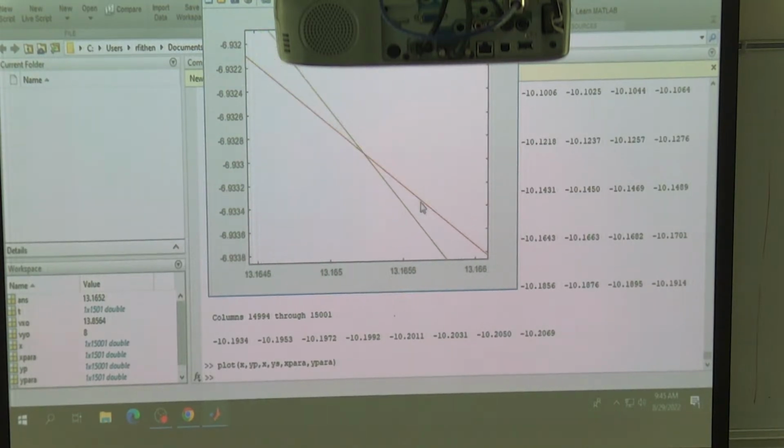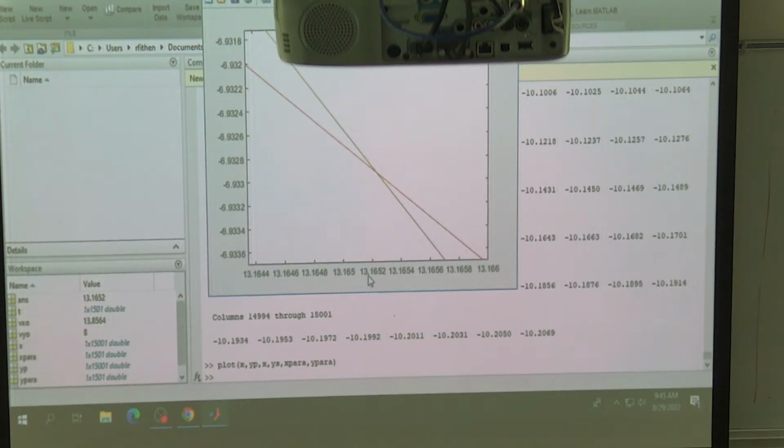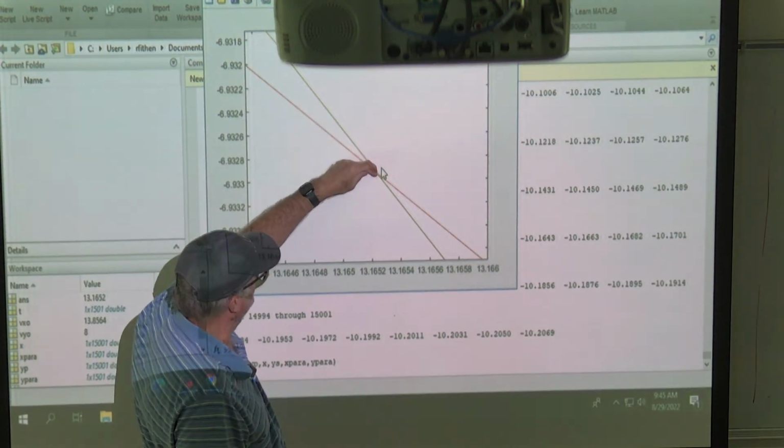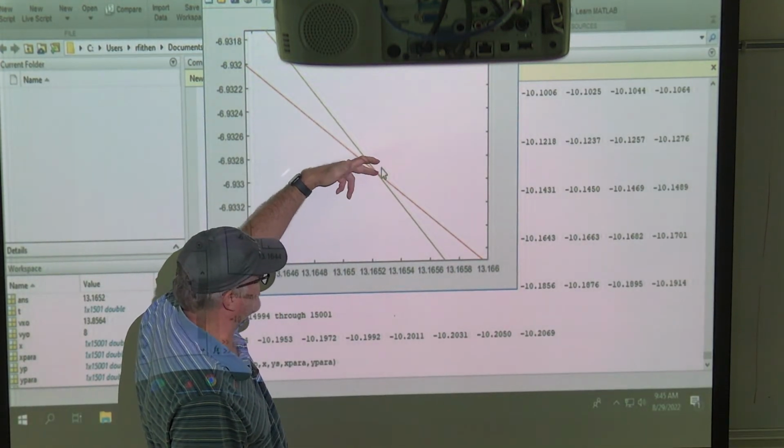And your answer is 13.1652. So, in fact, you can do this two different ways. I mean, you could plot it, find the solution. You could do it parametrically. Technically, to do it parametrically, you would have to find the t at which they equaled, which would be a little harder than what I did.